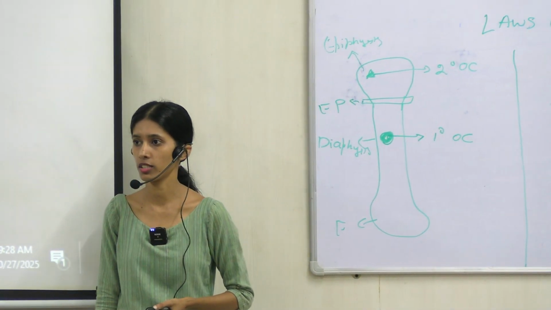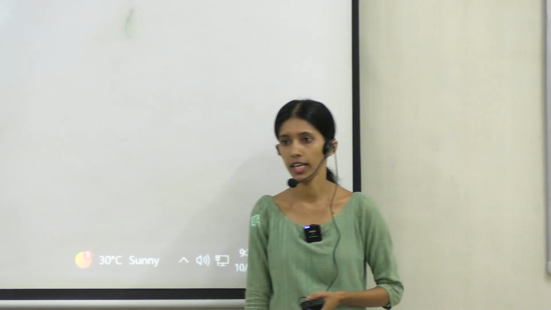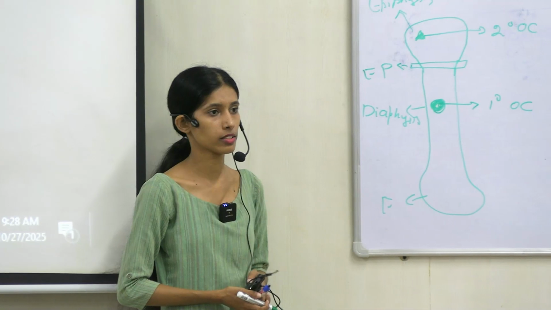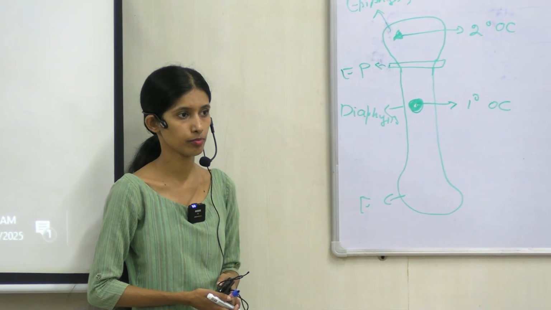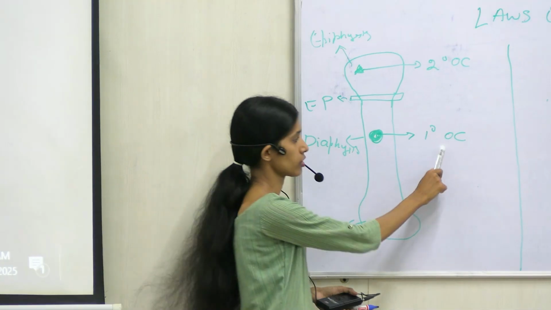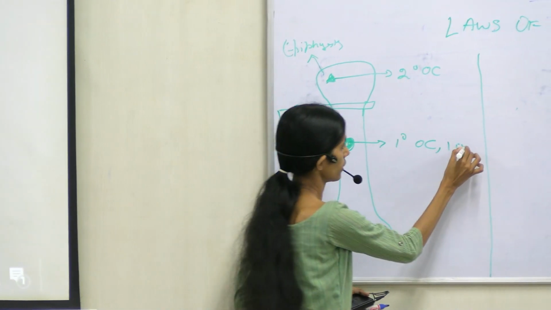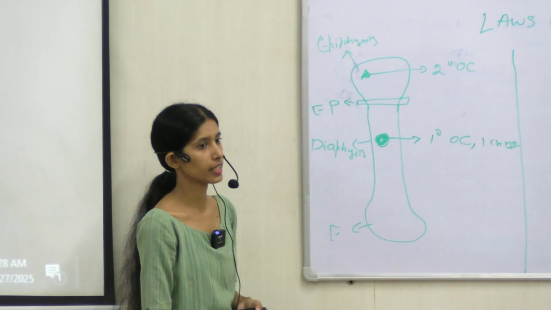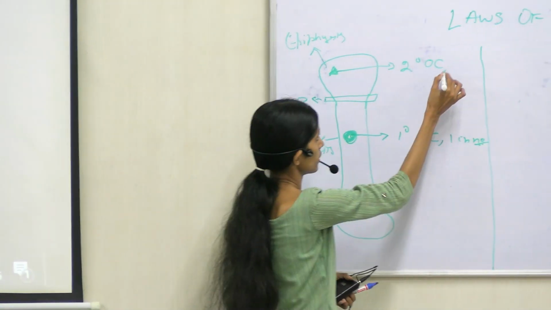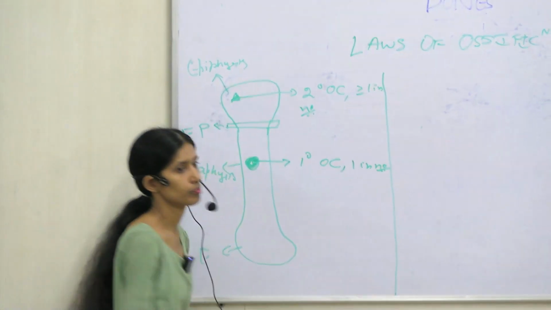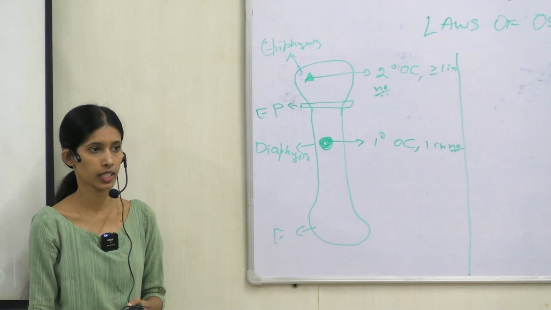This is the very first law. Primary ossification center is present in the diaphysis, whereas the secondary ossification center is present in the epiphysis region. The second law says that the primary ossification center is always 1 in number, and your secondary ossification center is either 1 or more than 1 in number.